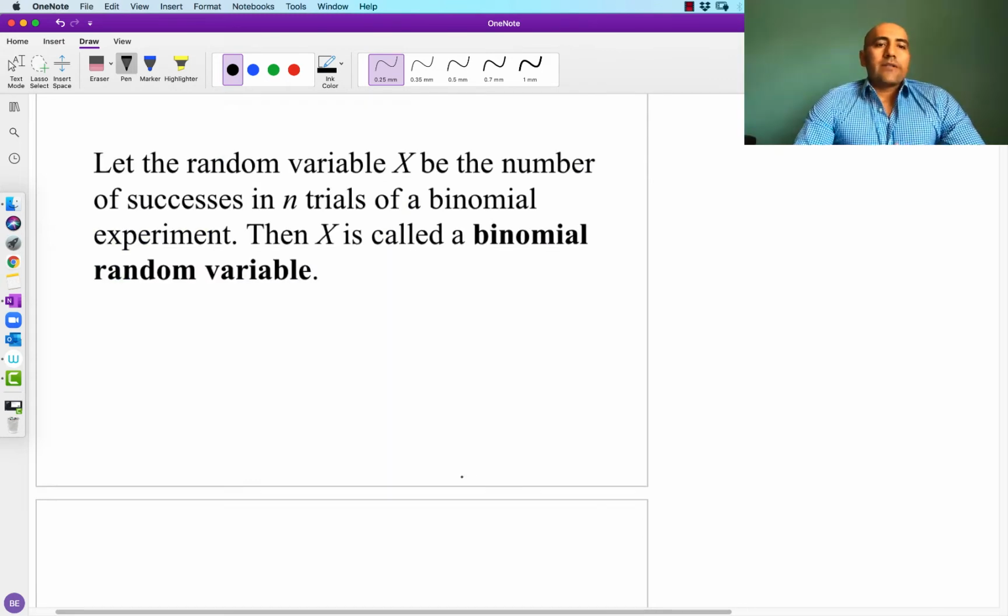All right, so let the random variable capital X be the number of successes in lowercase n trials of a binomial experiment. Then X is called the binomial random variable. It's customary for us to use capital letters like this to represent the random variable, and then lowercase x would represent a particular instance of that random variable. You'll see the notation in a little bit.